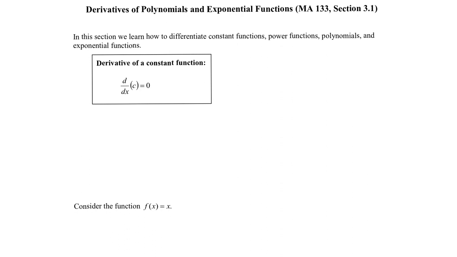Start off with the derivative of a constant function. So C is just some number like 5, and we're looking at the derivative of a number, and it's always going to be 0, and we can think of that a couple of ways. We could just look at the graph of y equals c. So if c is just some constant, like let's say y equals 5. Here's y equals 5.